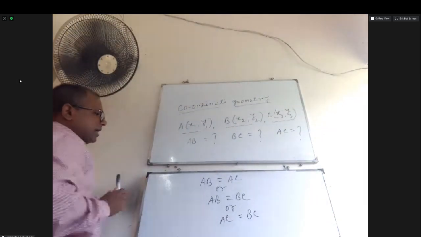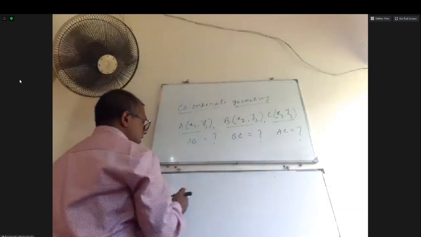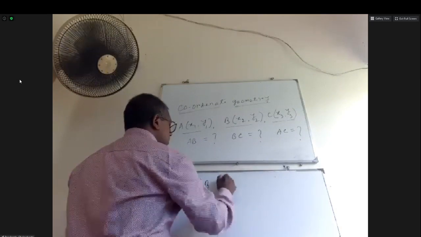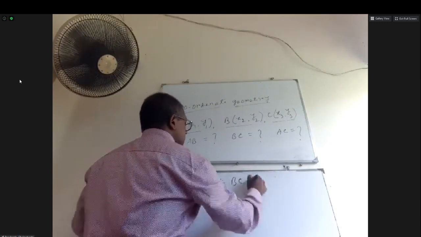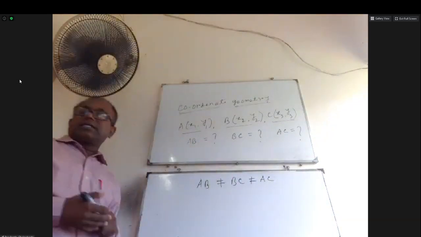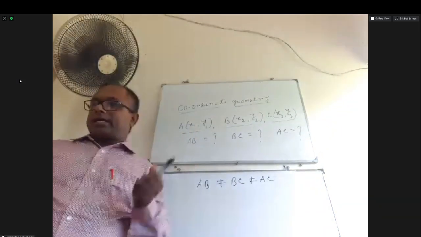Now, scalene triangle. If three sides are unequal, that is AB not equal to BC not equal to AC, then the triangle ABC will be a scalene triangle.